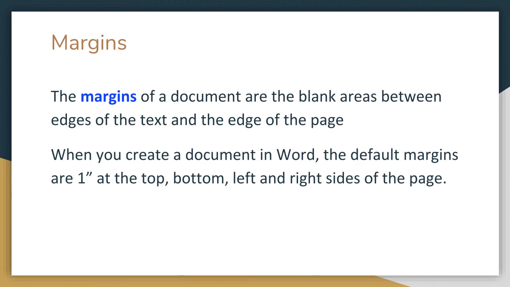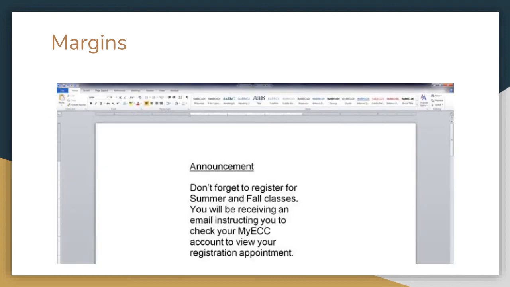The margins of a document are the blank areas between the edges of the text and the edge of the page. When you create a document in Word, the default margins are 1 inch at the top, bottom, left, and right sides of the page. So I have my blurb here again. The margins then is all of that yellow space. So the margin is the area between the edge of the page and the edge of my text. So all of this yellow space is my margin.